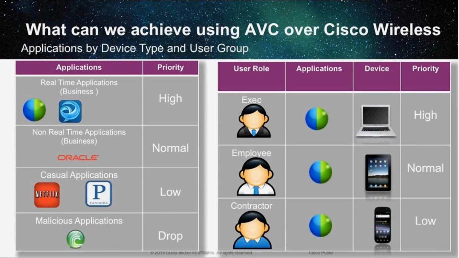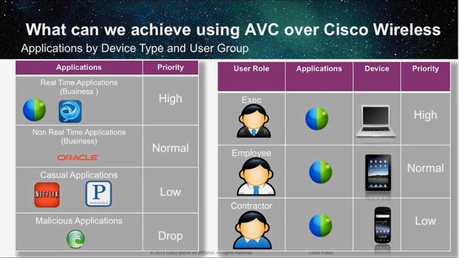What about non-real-time applications which are critical for your business, like Oracle or SQL or even Salesforce? You can mark them with a higher or normal priority depending on what you want to do. And applications like Netflix or Pandora are casual applications that you want to mark with a lower priority. Also, you want to drop malicious applications like BitTorrent so that they do not hog your bandwidth, so you can do that using AVC.